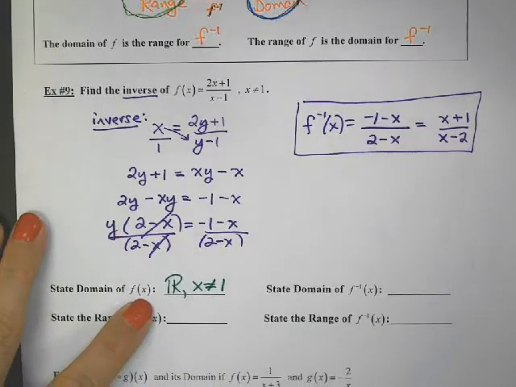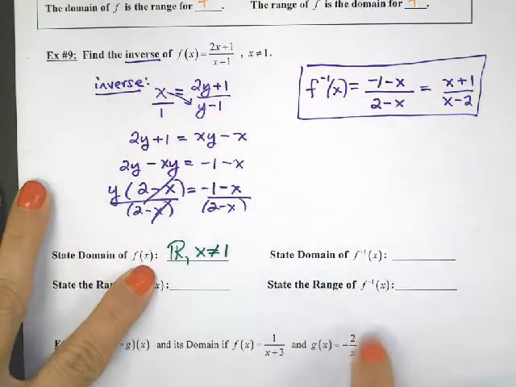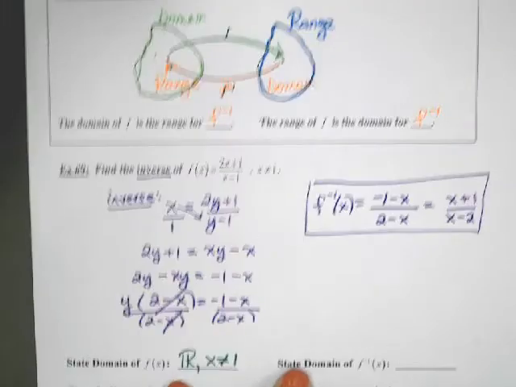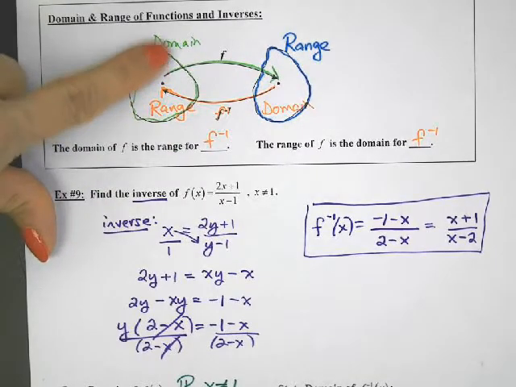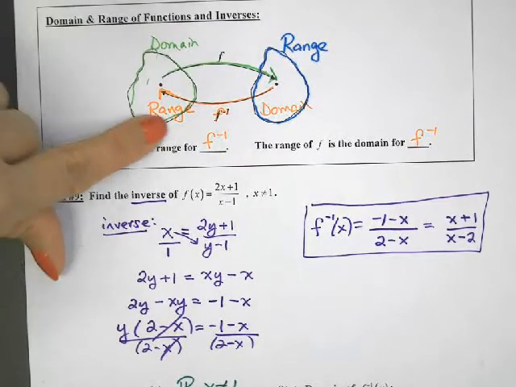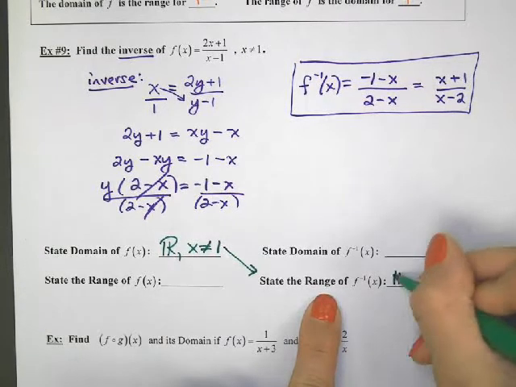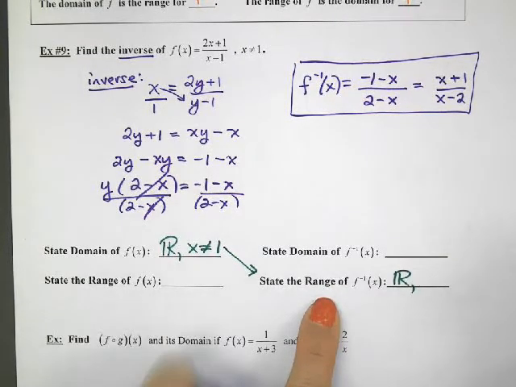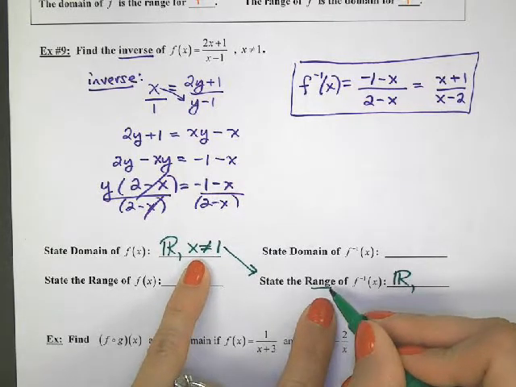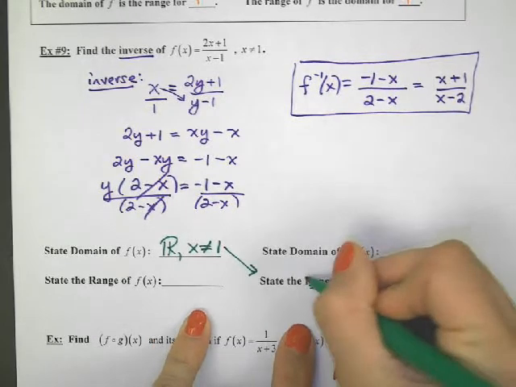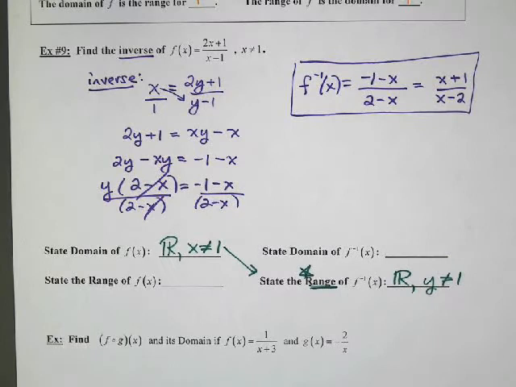Okay, now the next easiest question on this whole page would be the range. The domain of f, hey, where's that diagram? The domain of f, that's the same bubble of numbers as the range of f inverse. So domain of f is the same as the range of f inverse. All reals except, wait, we can't say x for range. You have to say y cannot equal 1. Oh, that's tricky right there. Yep, some people will accidentally put x in. Remember, domain is x, range is y.